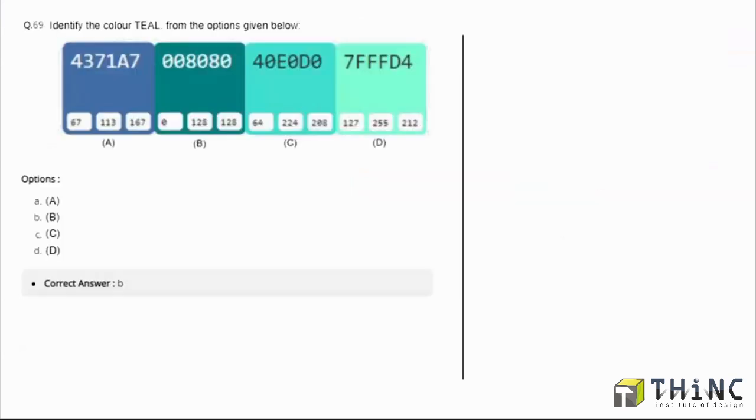Moving on to the next one. Identify the color teal from the options given below. Teal is actually a color which can be considered a combination of green and blue, and which is more on the darker side. So out of the given options, the right answer is option number B. B is the color teal.